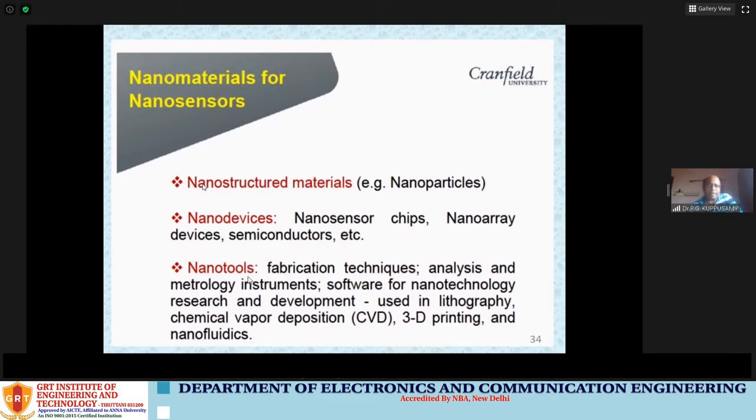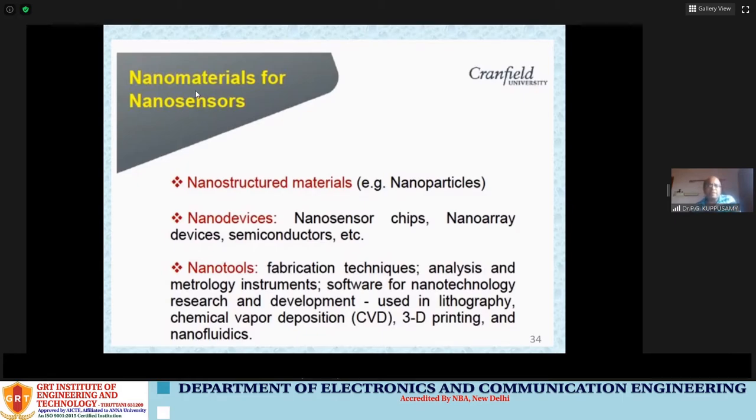What are the nano tools that can be used for constructing your nano devices or biosensor devices? This is very, very important for doing research. The fabrication technique is very important for researchers. Analysis and material metrology instruments. Software for nanotechnology research and development used in lithography, chemical vapor deposition, 3D printing, and nano fluids. These are the nano tools used for constructing your nano devices.